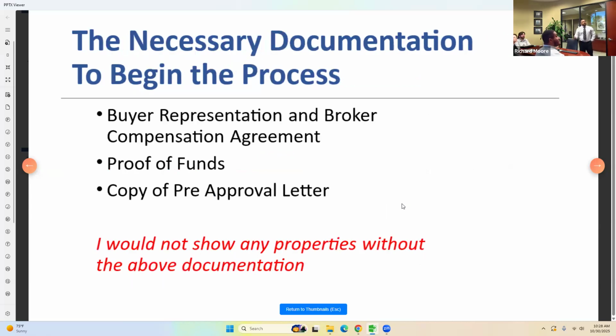So the documents you're gonna need right away are the BRBC, the Buyer Representation Broker Compensation Agreement, proof of funds, and their pre-approval letter. And you're gonna need this before you start showing them any properties, right? Because I'm not gonna show properties without having the BRBC signed. I'm not gonna show properties without the pre-approval letter because I don't know what they qualify for.